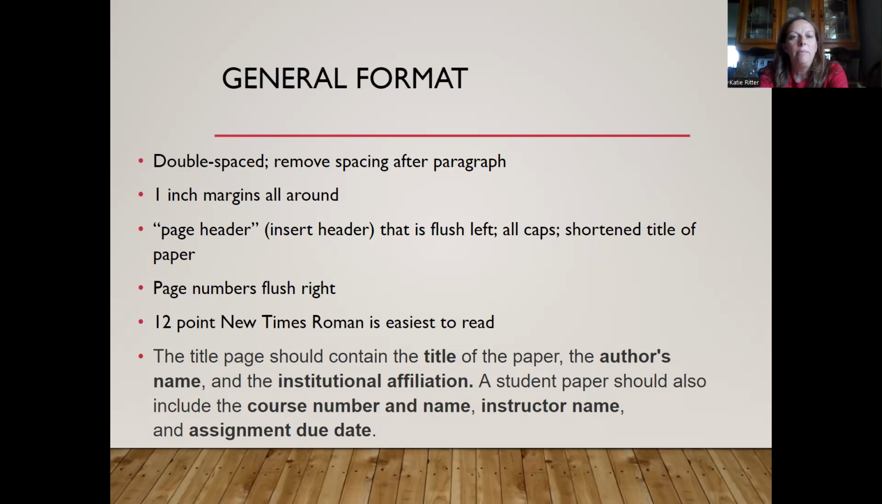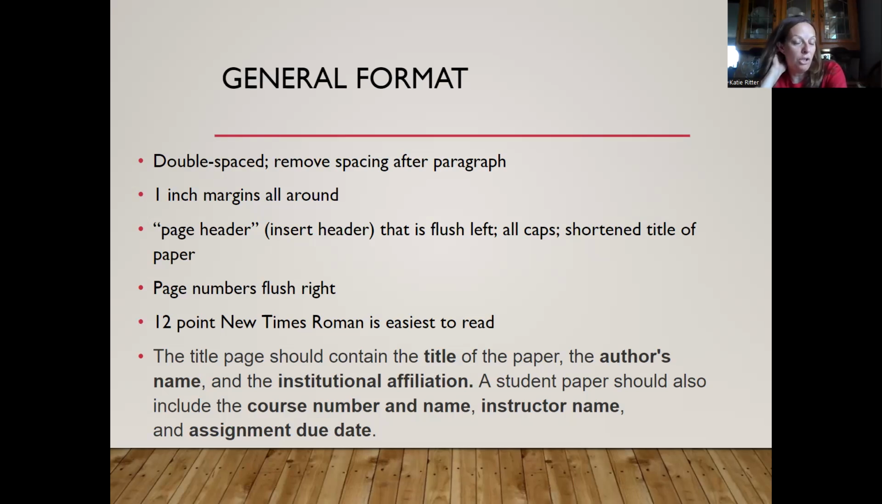You also need to have a page header. So your header is going to be flush left, so all the way on the left with all caps, and it's going to be a shortened title of your paper. And then your page number is going to be flush right. Now, you don't have to write all this down. I'm going to show you an example of what it looks like.